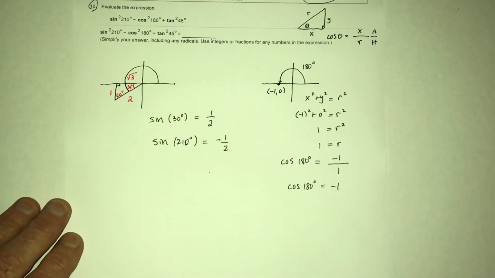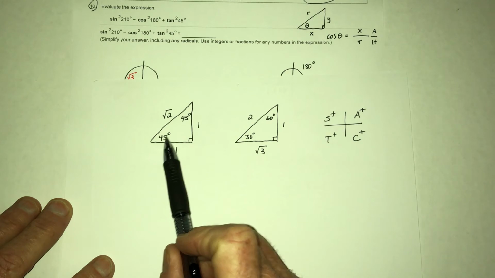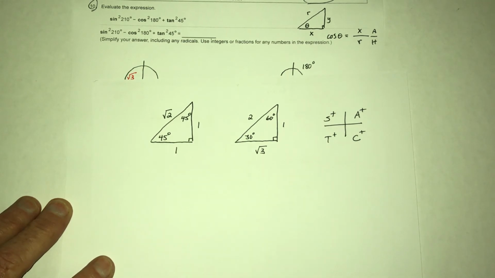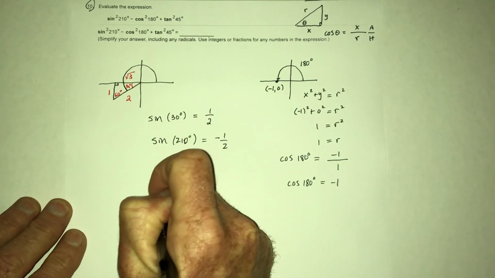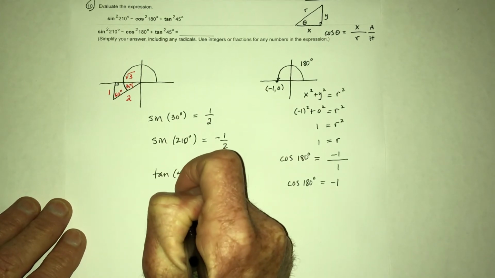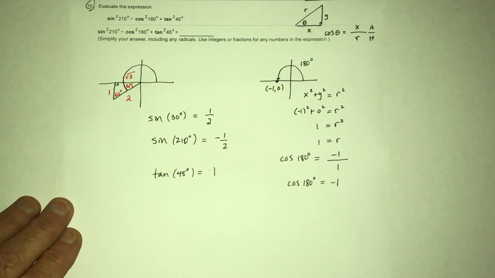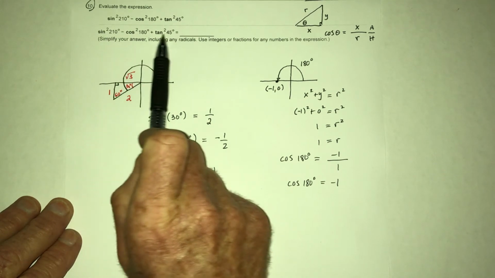Tangent of 45. So that's where I can use this triangle. And tangent is opposite over adjacent. So it's 1 divided by 1. So tangent of 45 degrees equals 1 divided by 1. So that's just equal to 1. And now finally, evaluate this expression.